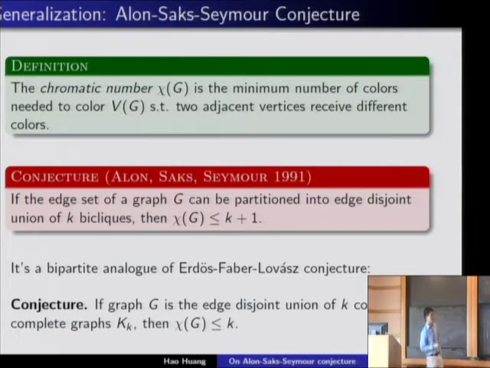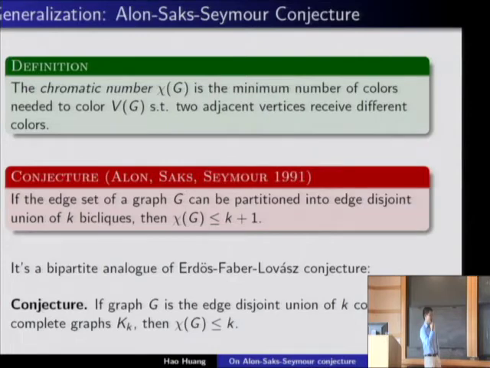Based on this speculation, Noga Alon, Michael Saks, and Paul Seymour made the following conjecture in the early 90s. They asked, is it true that if the edge set of a graph can be partitioned into an edge-disjoint union of k bicliques, then the chromatic number is at most k plus 1? So the Graham-Pollack theorem basically says that this conjecture is true when the graph is a complete graph.